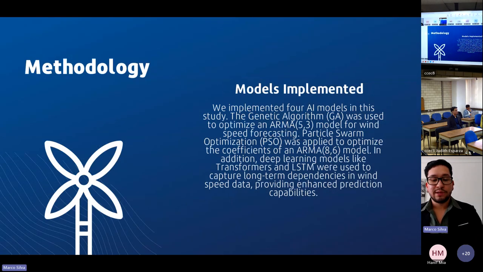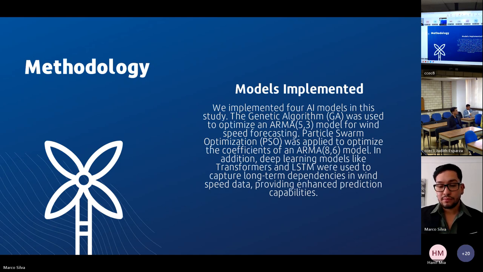Methodology. Models implemented. In this study, four models were implemented for wind speed forecasting. The genetic algorithm was used to optimize an ARMA 5,3 model. Particle swarm optimization, PSO, was applied to optimize the coefficients of an ARMA 8,6 model. In addition, deep learning models like transformer and LSTM were used to capture long-term dependencies in wind speed data, providing strong prediction capabilities.